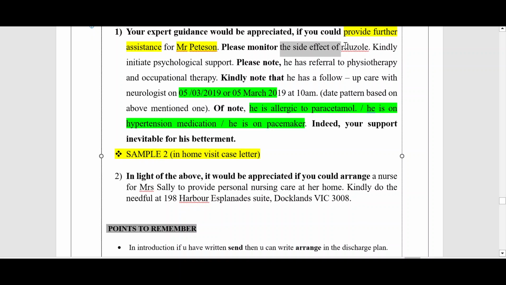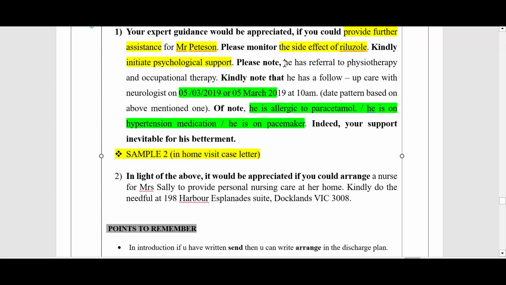If there is something to, please monitor the side effect of riluzole, that medication. And kindly, that is a replacement, we are not using it again, so I'm using kindly initiate psychological support. So kindly, these are repeated, and just keep in mind. And the yellow one can change in every letter, so be careful.